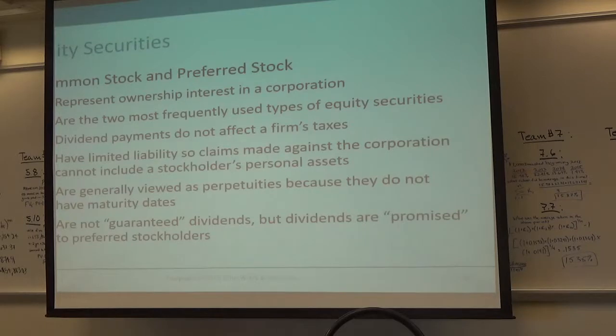Equity securities: there's common stock and then there's preferred stock. They represent ownership interest in a corporation. They are the 2 most frequently used types of equity securities. Dividend payments don't affect firms' taxes, and stockholders have limited liability, so claims made against corporations cannot include stockholders' personal assets. Preferred stocks are generally viewed as perpetuities because they do not have maturity dates, and dividends are not guaranteed on common stock, but dividends are promised to preferred stockholders.